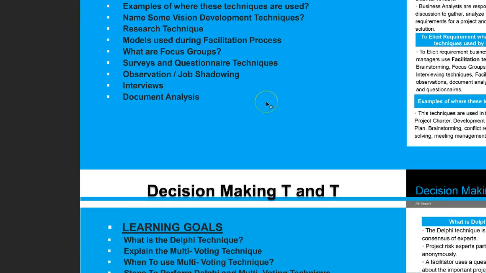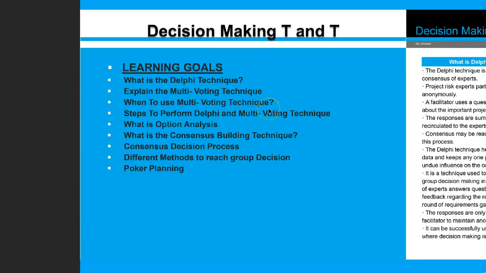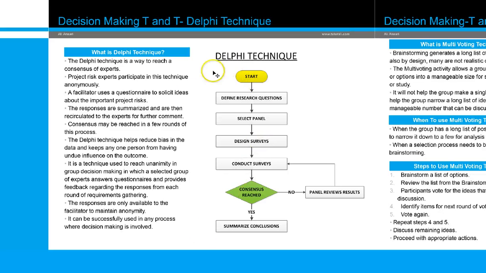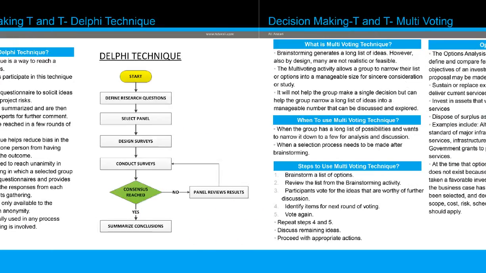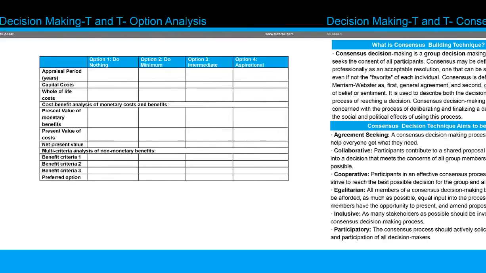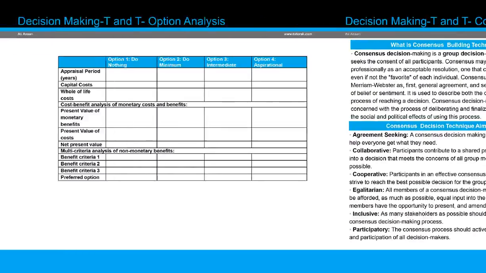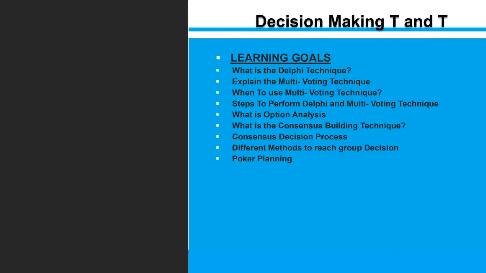Then we are going to get to the next one. Again, decision-making tools and techniques. Remember the Delphi and the multi-voting I talked about before. Again, we've covered this in all domains, and I won't be covering that. So if I slide through, this is what we had already covered before. Multi-voting, decision-making, consensus building techniques.